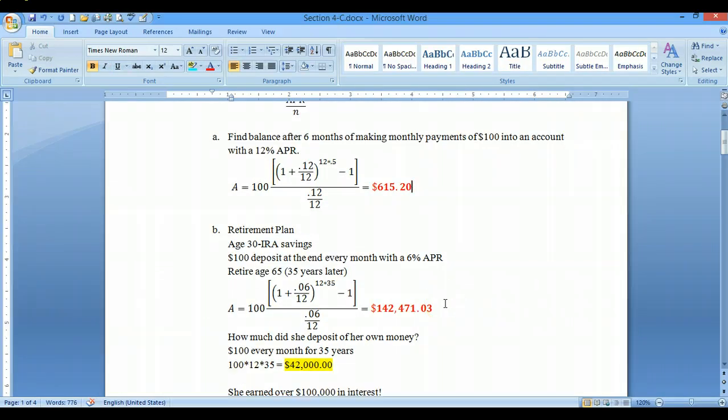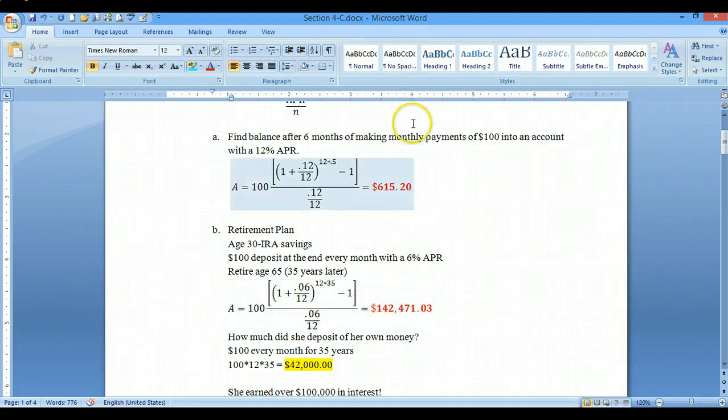All right, retirement plan. Let's say at age 30, you have an IRA savings with $100 deposited at the end of every month with a 6% APR. You retire at age 65, which gives you 35 years later from age 30 to 65. How much will you have saved at the end?